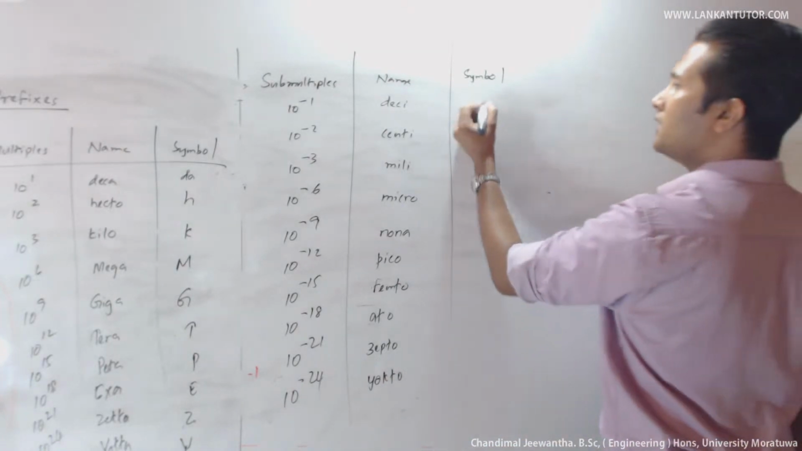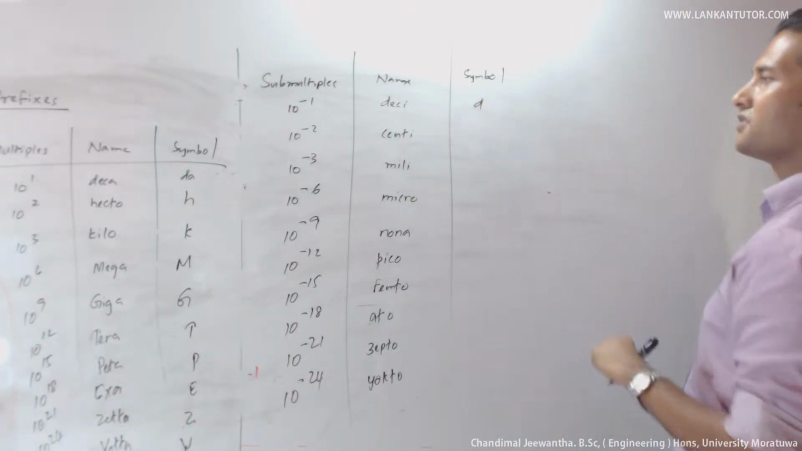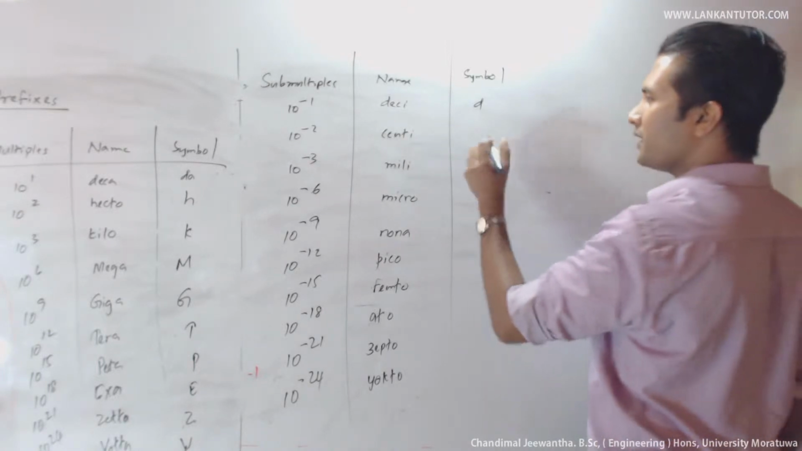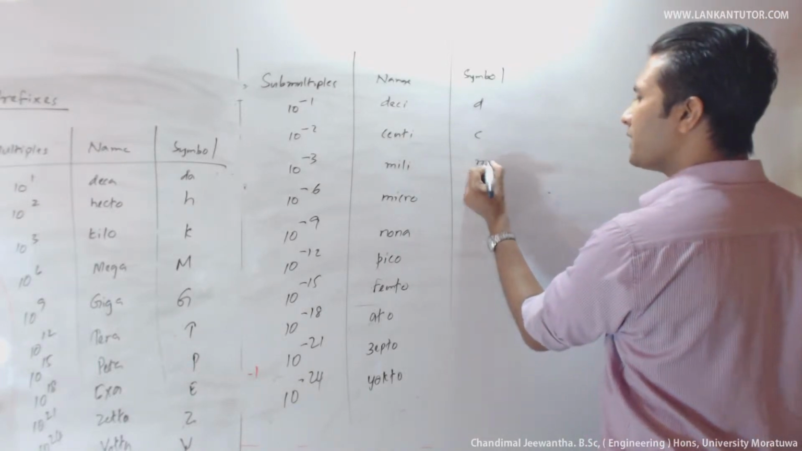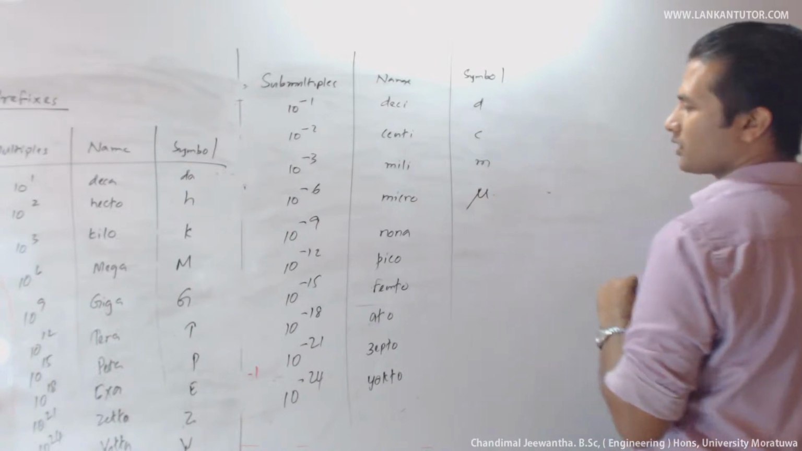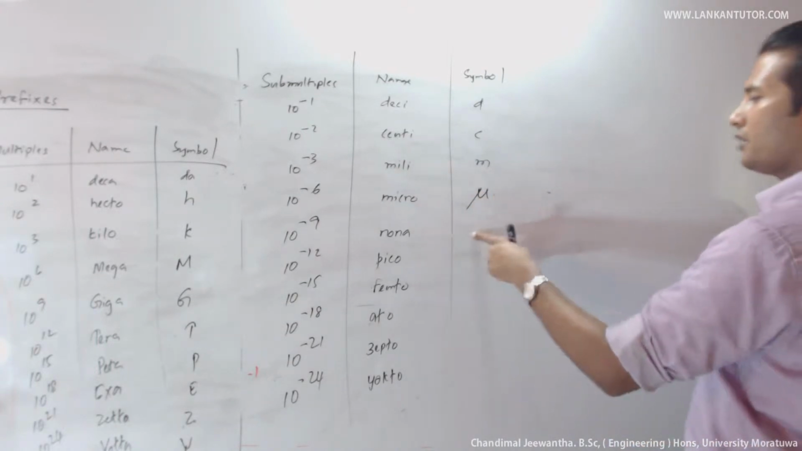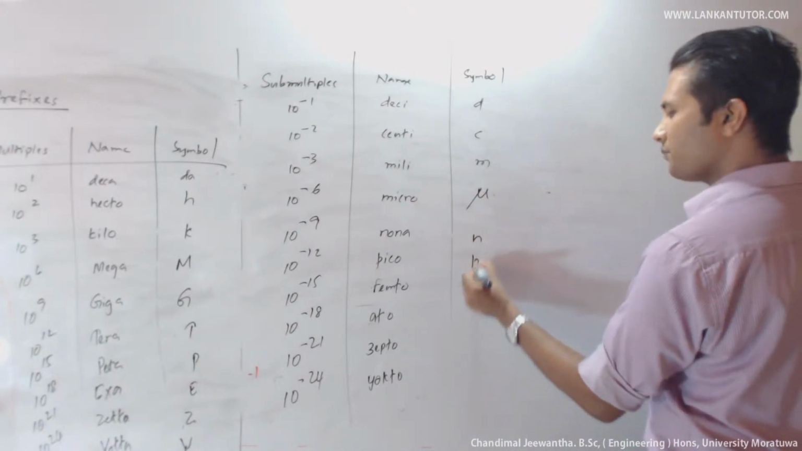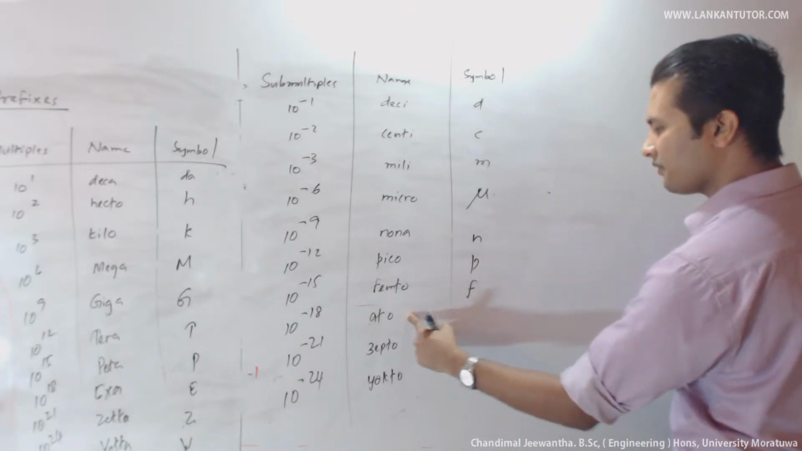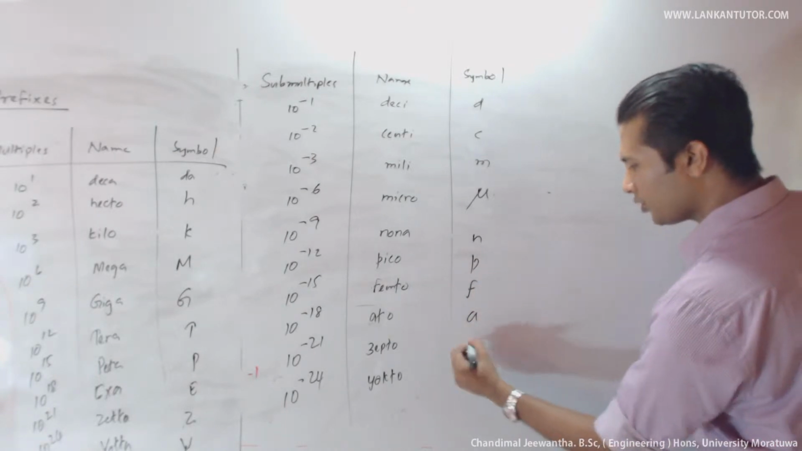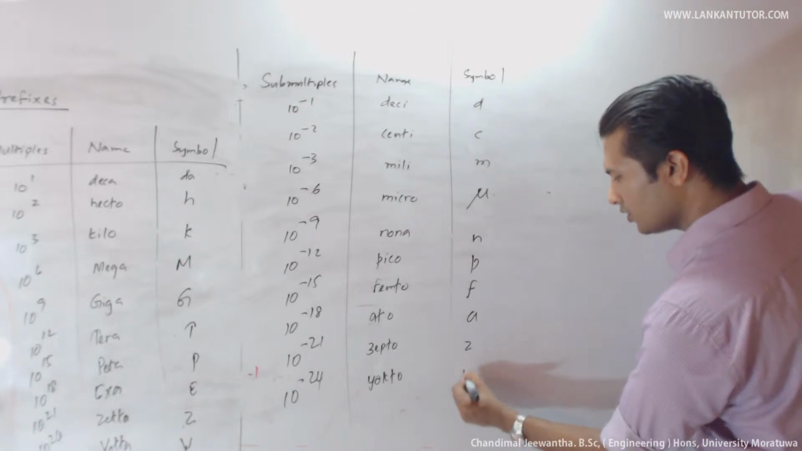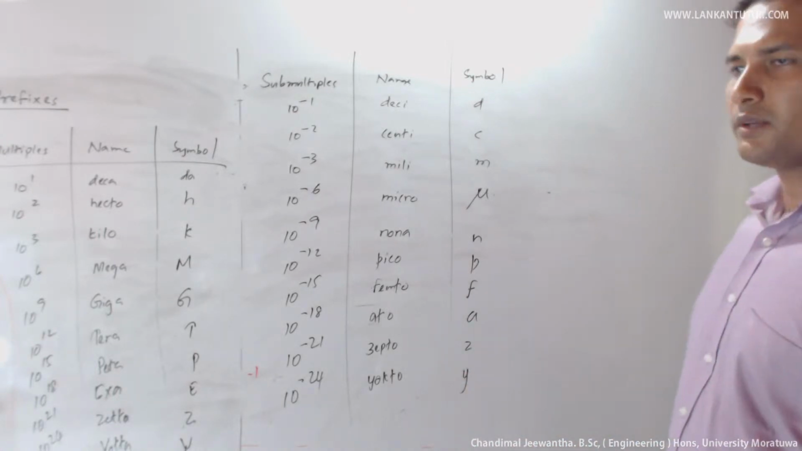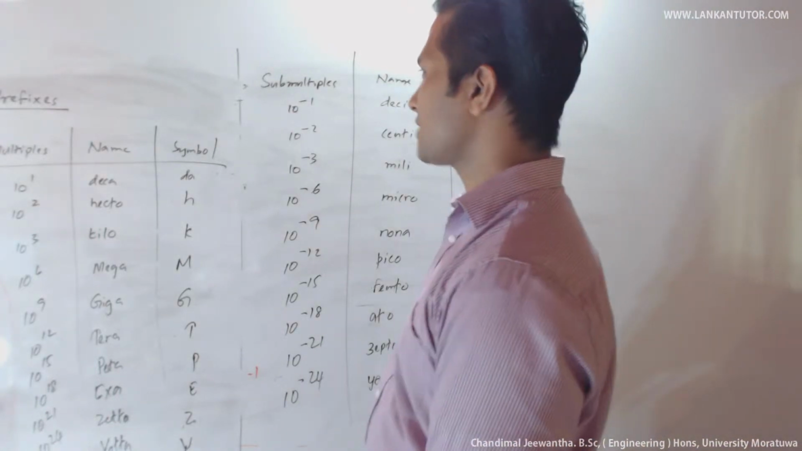Considering symbol, instead of deci, you can use simple D, simple C, simple M. This is micro, comes from Greek alphabet. Nano, simple N, pico, simple P, femto, simple F, atto, simple A, septo, simple Z, yocto, simple Y. Those are the main submultiples.